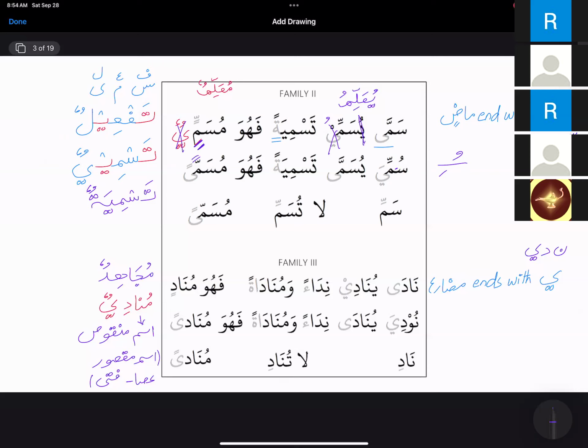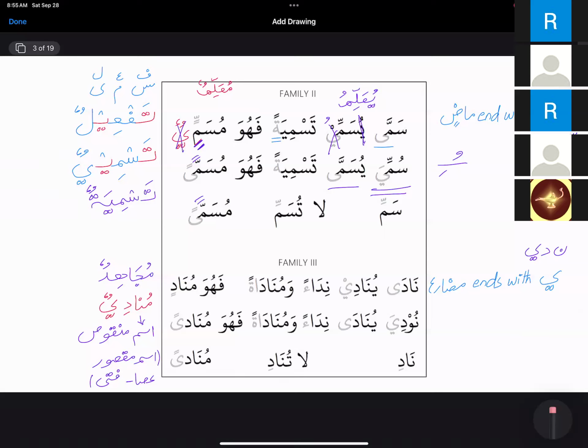Ustada, it doesn't matter whether it is ya or alif maksura, like in the majhul, summi, and then yusamma. We will not pronounce the ya, right? Yeah, exactly. In the Madi we will pronounce it. Madi majhul: summi, yusamma, summiya, yusamma. Summiya, we pronounce the ya over here. Alif maksura, we don't pronounce the ya.